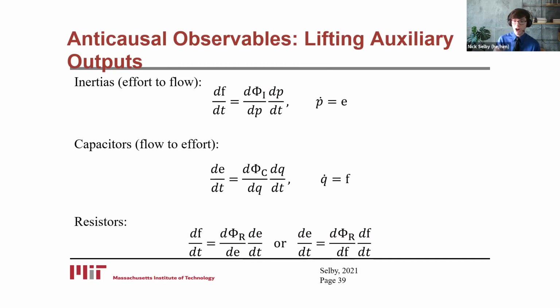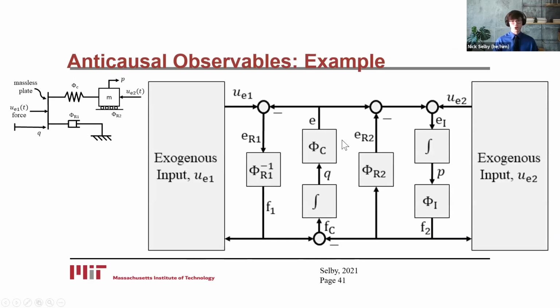So when you use the output of an inertial element, the velocity, to lift the system, the derivative is going to be a function of the derivative of the state of that inertia. That's this first equation. And likewise, when you use the output of a capacitive element like a force to lift the system, the derivative is going to be a function of the derivative of the state of that capacitor. However, because resistive elements like dampers have no state, their dynamics might be functions of time derivatives of input. And this means that only systems with resistive elements can have anti-causal observables, and only observables associated with those resistive elements may be anti-causal. So with that, let's return to our example.